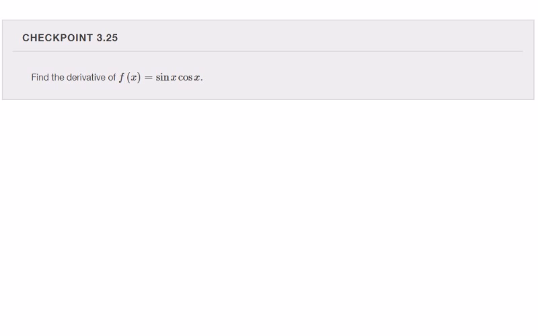All right, so let's try this one out together. Here we have another product rule situation. So we have two functions multiplied together, and so we have an f function and a g function. So let's start by finding the derivative of f. So what's the derivative of sine? Good, cosine. And what's the derivative of cosine? Nice, negative sine.